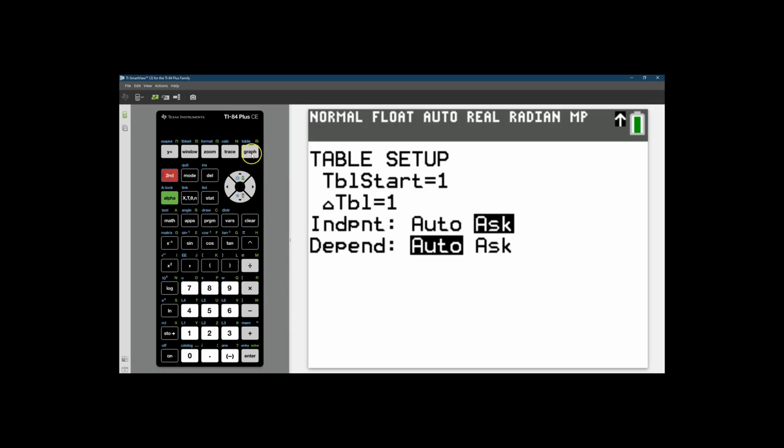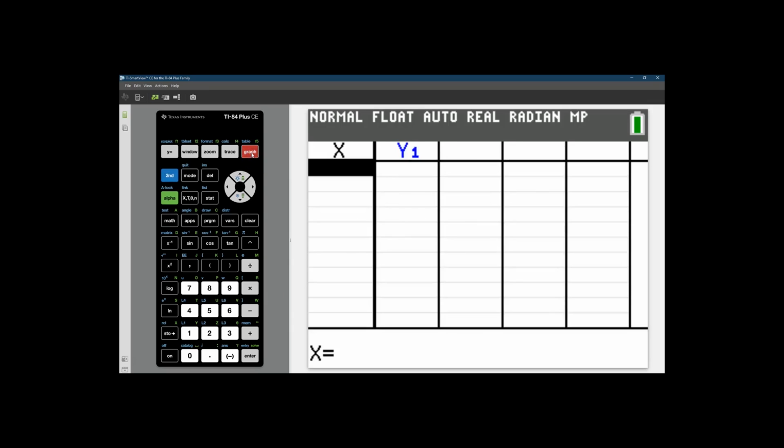From there, if you hit second graph, we're going to go into the table, and now we just enter in our two x values. So we're looking for the output when t is 3, so we'll type in 3, and we get 144. And then when we enter in 1, we get 80. And there you go, boom, let the calculator do all the heavy lifting.